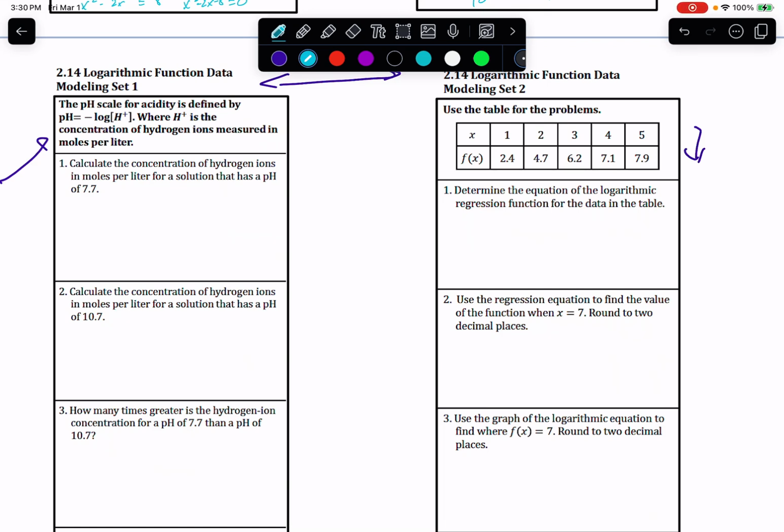This is AP Pre-Calculus. We are studying for the Unit 2B test, and this is the review. And we're on problems in the section 214, modeling.